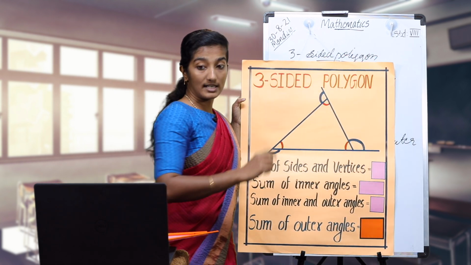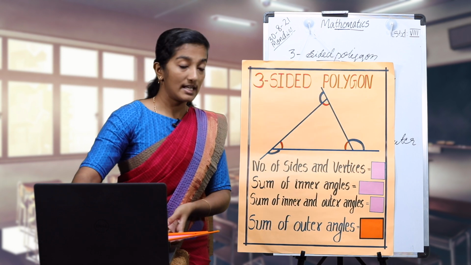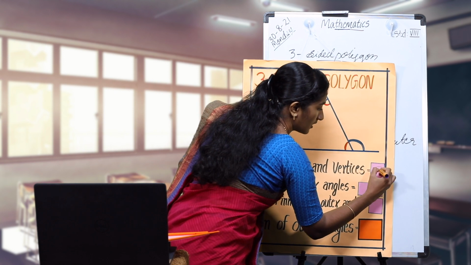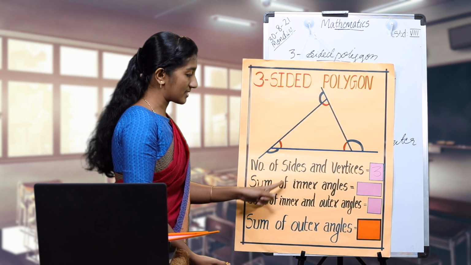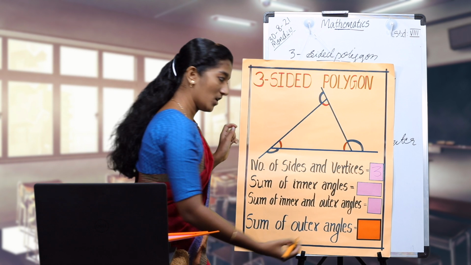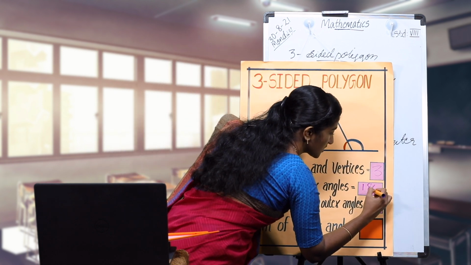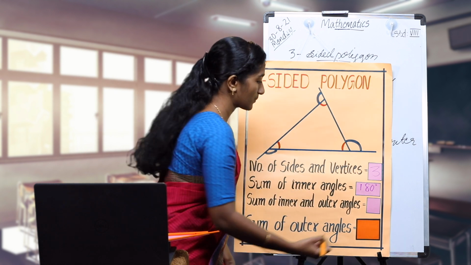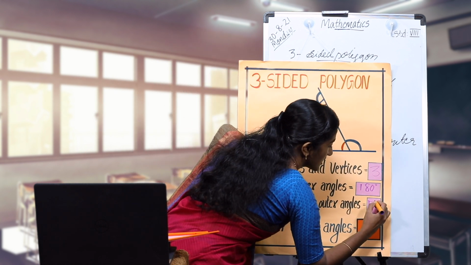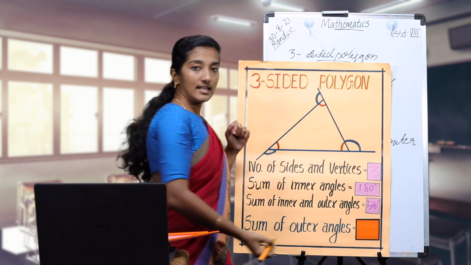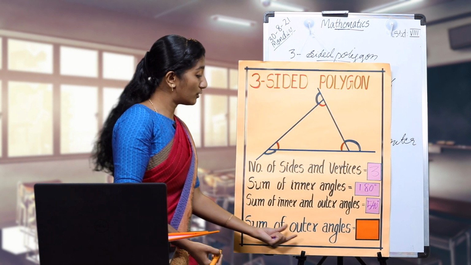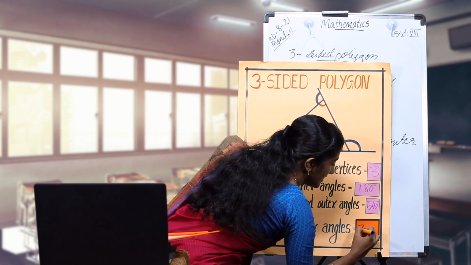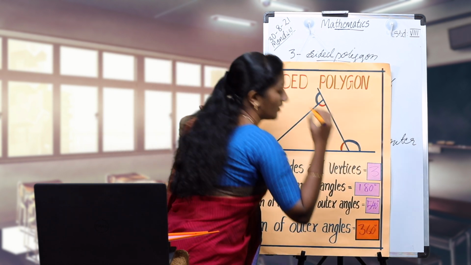Here we have a three-sided polygon. Then what is the number of sides and vertices? It is 3, right? Then the sum of inner angles is 180 degrees. Very good. It is 180 degrees. Then the sum of inner and outer angles is? Yeah, very good. It is 540 degrees. Then we find that the sum of outer angles of a three-sided polygon is? Yeah, very good. It is 360 degrees.